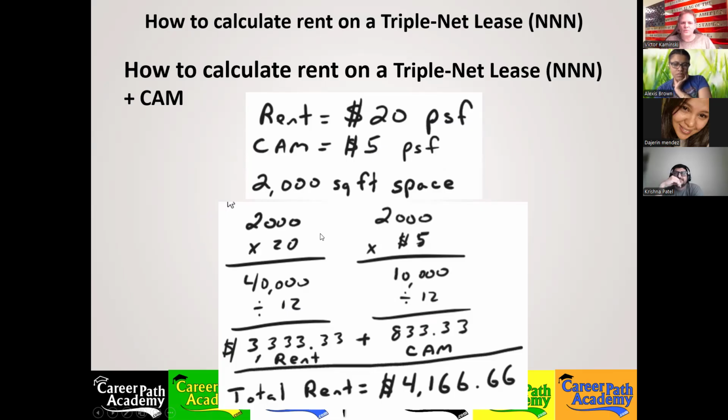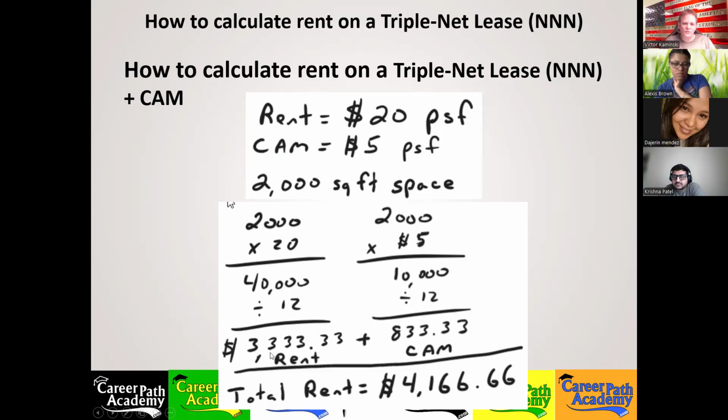You do 2,000 square feet times $20 per square foot. That's $40,000, but that's the annual, divided by 12, and the tenant is responsible. The monthly rent is $3,333.33. That's how we calculate the rents on commercial and industrial properties. And then we'll separately calculate what the CAM charges are. 2,000 square feet times $5, that's $10,000 divided by 12. That's an additional $833.33 a month in CAM charges.